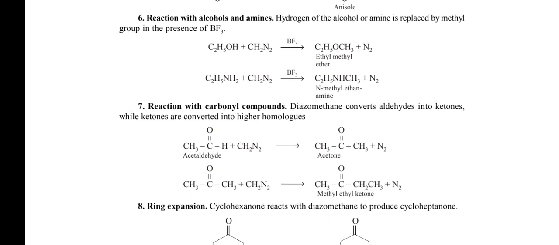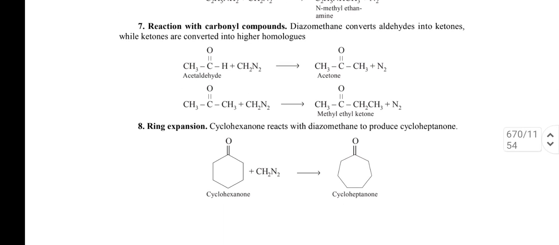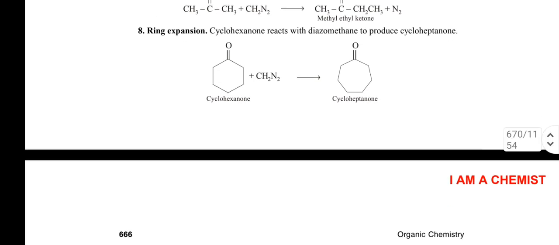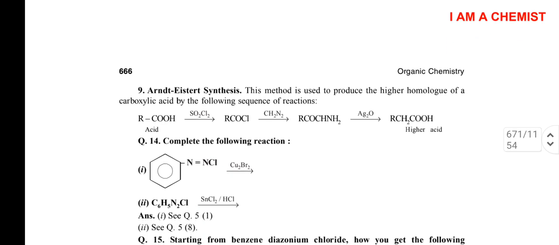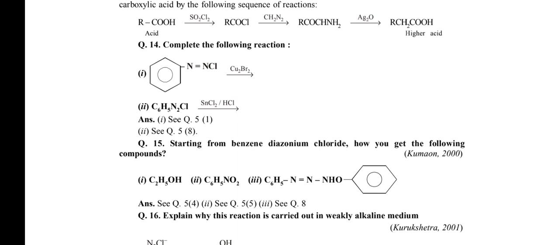Reaction with carbonyl compound: diazomethane converts aldehydes into ketones, while ketones are converted into higher homologues. Number 8. Ring expansion: cyclohexanone reacts with diazomethane to produce cycloheptanone. Number 9. This method is used to produce the higher homologue of a carboxylic acid by the following sequence of reactions. Complete the following reactions as given.